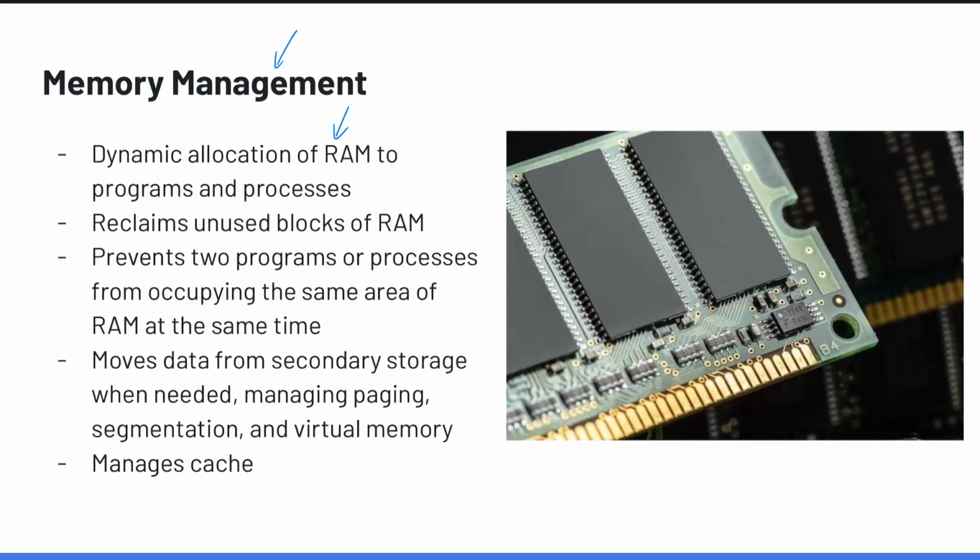And memory management software in the operating system does this. It can reclaim unused blocks of RAM, so any empty RAM, it can signify that this RAM can now be used for other programs. Memory management software will prevent two programs from accessing the same area of RAM so that they're not overwriting each other's information. Also, things like paging and virtual memory, concepts we've talked about before, that require us to move data from the RAM to secondary storage, can also be handled by the memory management software that is part of the operating system.